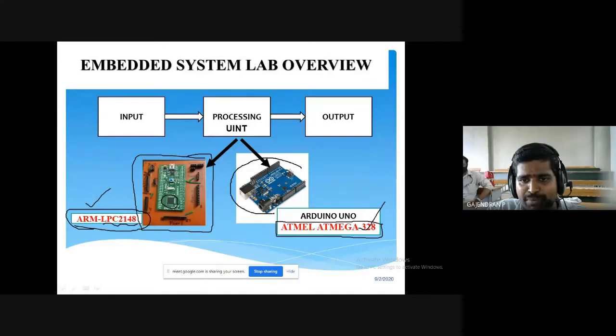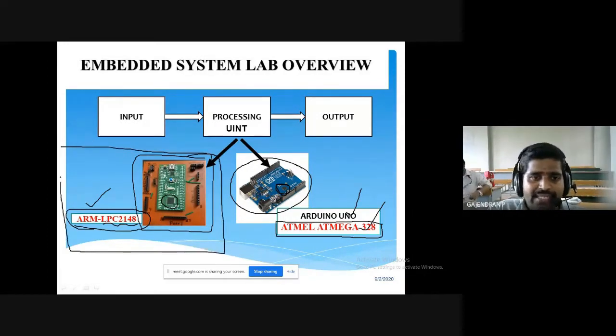This development board is called an Arduino Uno. This development board has a separate name, Arduino Uno, but the controller name is Atmega 328. Where is the controller available? It is available here. So in today's class, we are going to discuss only this Arduino. In a later session, if possible, we will add this ARM also in our lab component. So far, is it clear for everyone? Shall we move to the next one?